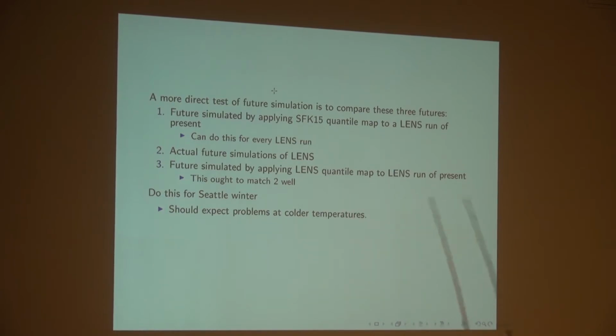But another comparison we made is, what if we use Lens to estimate its own transformation? So we use the Lens transformation, apply that to a Lens present run, and see how well that reproduces the future. If our method's working, that should work well, right? Because we use the same model, we made model 1 and 2 the same. Okay, and based on the pictures we showed before, we should expect that the Shriver transformation is not going to warm Seattle's coldest winter temperatures enough.